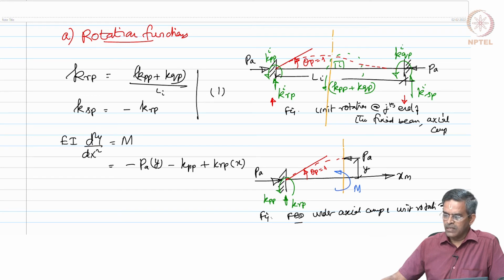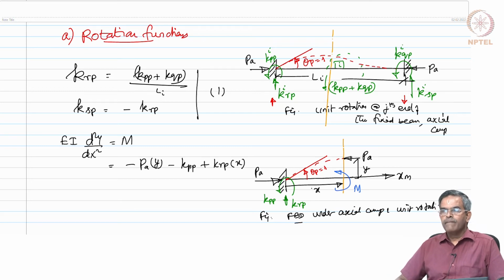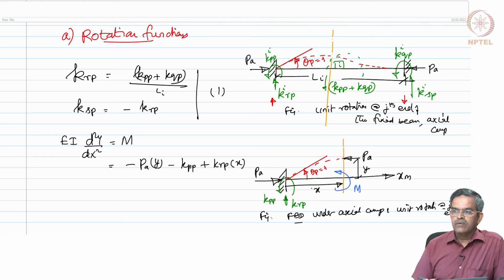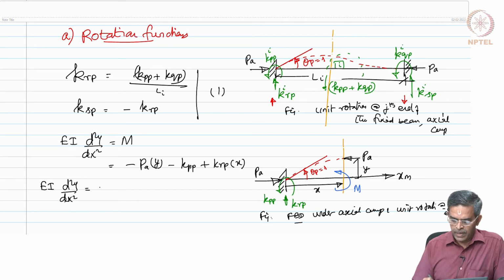Okay, I am considering a section at a distance x from here. So, now let me expand this equation. EI d square y by dx square is minus PA into y minus KPP plus KRP into x.